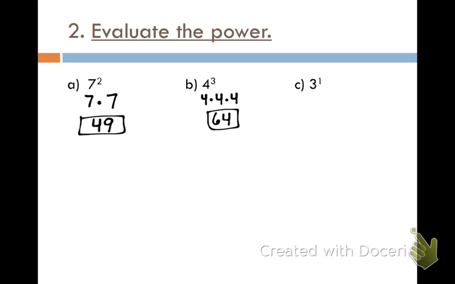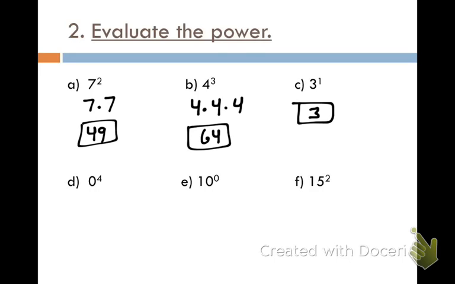Looking at problem C, 3 to the first power. Does anybody know what that means? 3 times 1. Okay, it's 3 times itself right there, only 1 time. So I'm only going to put one number. So what's my answer? 3. It's just plain old 3.